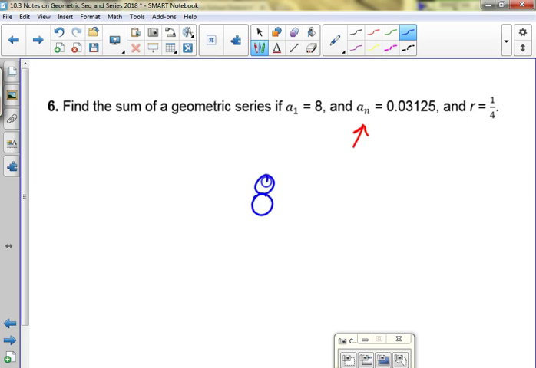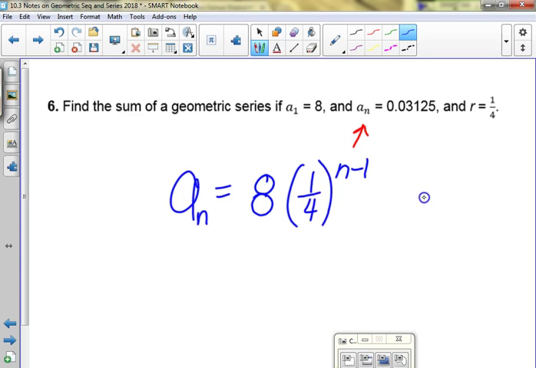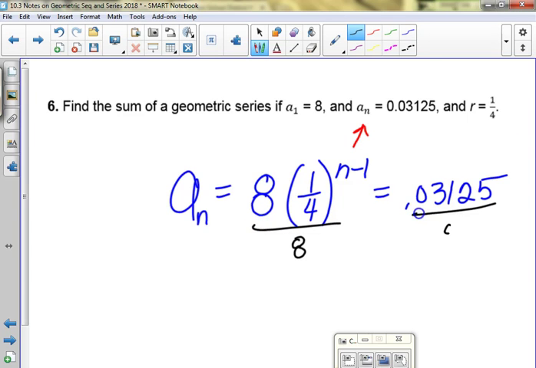So they took 8. Let's go back to the original form. They took 8 and they multiplied by what? 1/4 to the n minus 1 times. And when they were done, they got to 0.03125. So how can we back out of that to find n? Divide by 8. That sounds like a good start. I didn't put one like this on the quiz, those of you who are panicking.